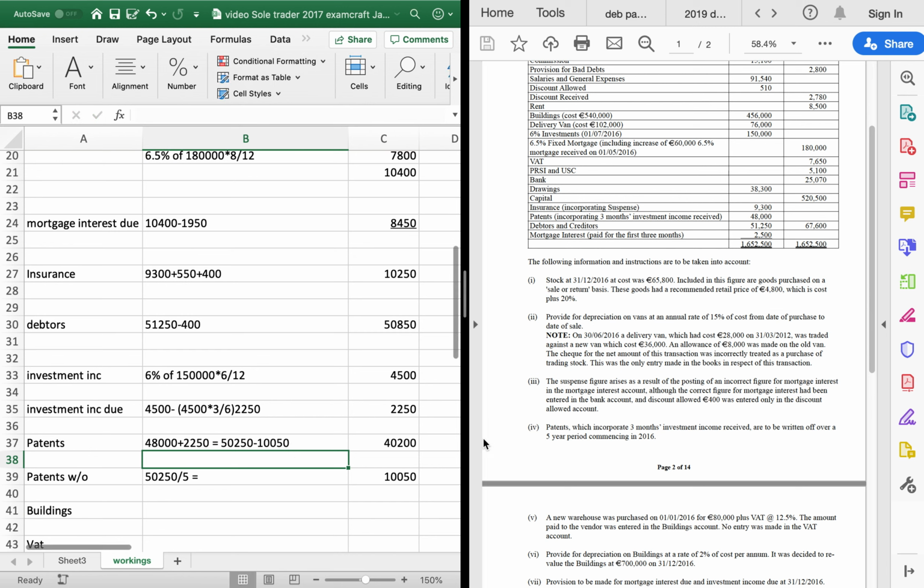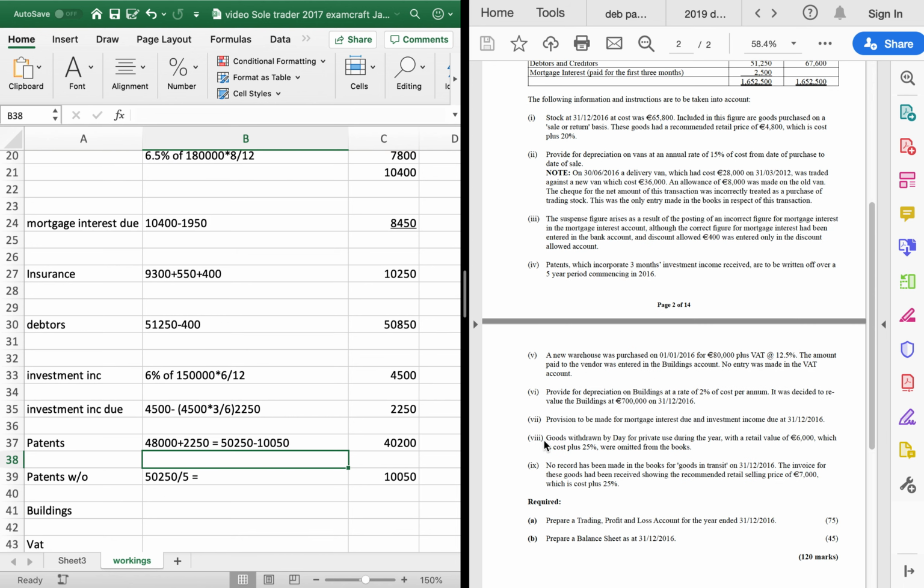Okay. So that's working as in all three types of sole trader final accounts. You see it every question. Now, next one, a little bit tricky at times.